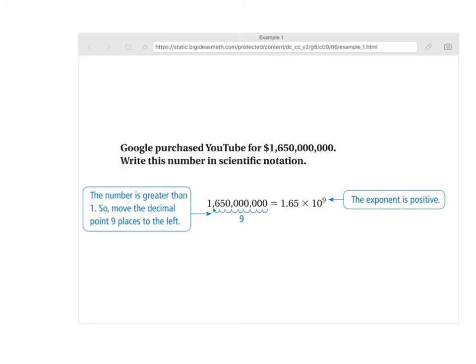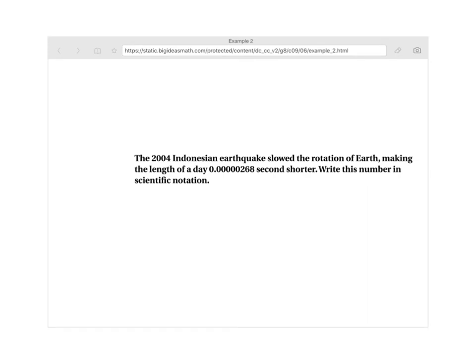Good. All right, let's look at example 2. Okay, again, make sure you put this in your journals. You don't have to write the whole sentence out. Just be writing down the number and how to change it. So, anyhow, the 2004 Indonesian earthquake slowed the rotation of the Earth, making the length of a day 0.0000268 seconds shorter. So it barely messed it up. Write this number in scientific notation.